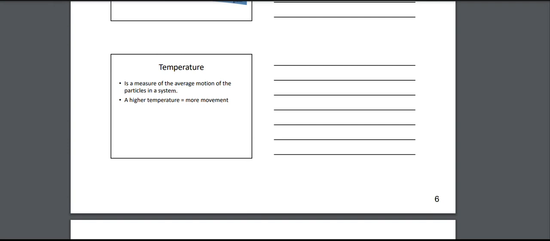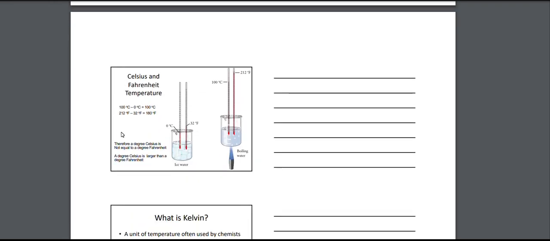Let's talk about temperature now. Temperature is defined as the measure of the average motion of particles in the system. As these particles move within the system, temperature is generated, and this is what temperature essentially means. A higher temperature means more movement, right? I think that makes total sense. So, for example, if you're boiling a kettle on a stove, you can see that as you increase the temperature, the movement is increasing. So, higher temperature means more movement.